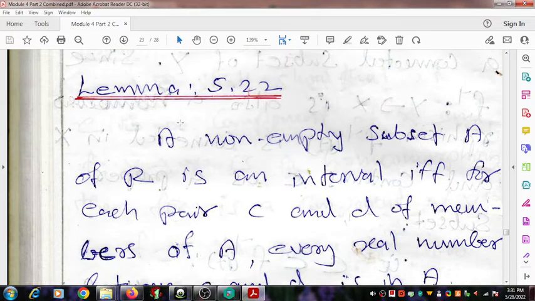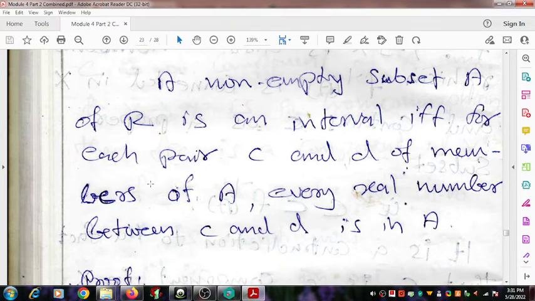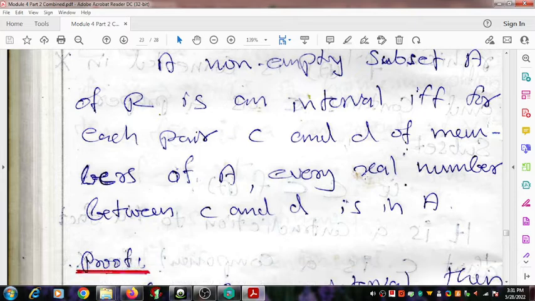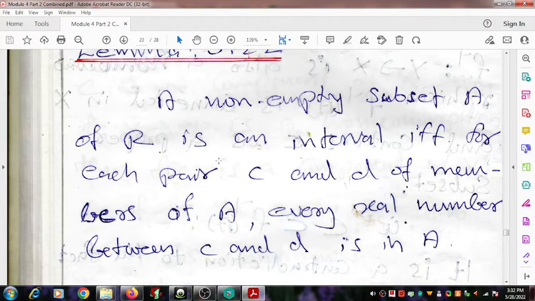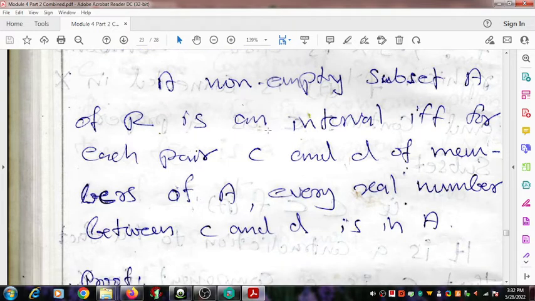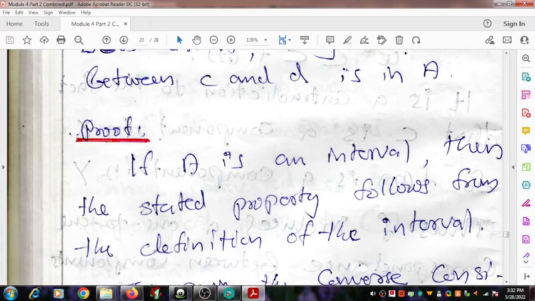For that we require a lemma, Lemma 5.22. A non-empty subset A of R is an interval if and only if for each pair C and D of members of A, every real number between C and D is in A. Let A be a non-empty subset of R. We can show that it is an interval if and only if for each pair C and D of elements of A, every real number between C and D is in A.